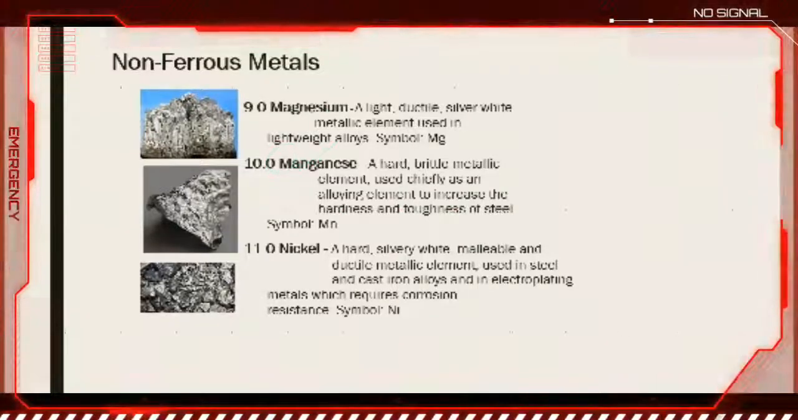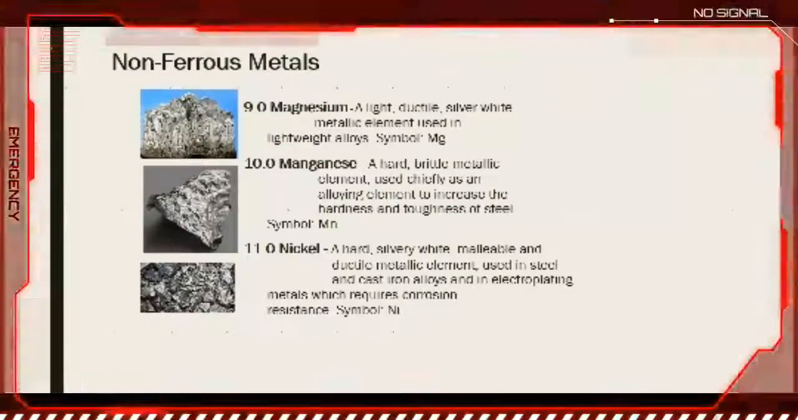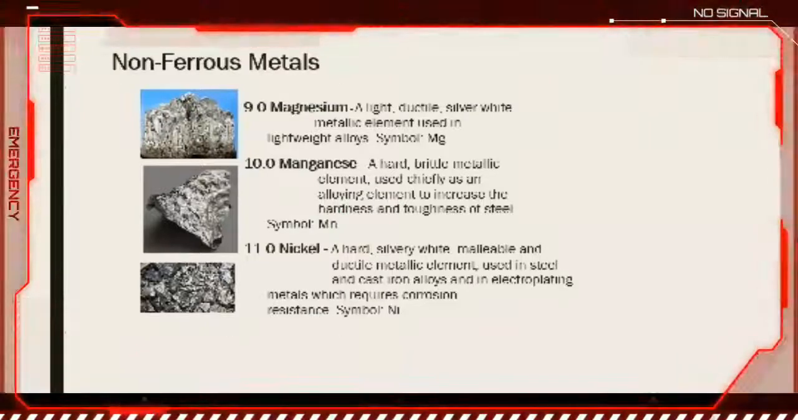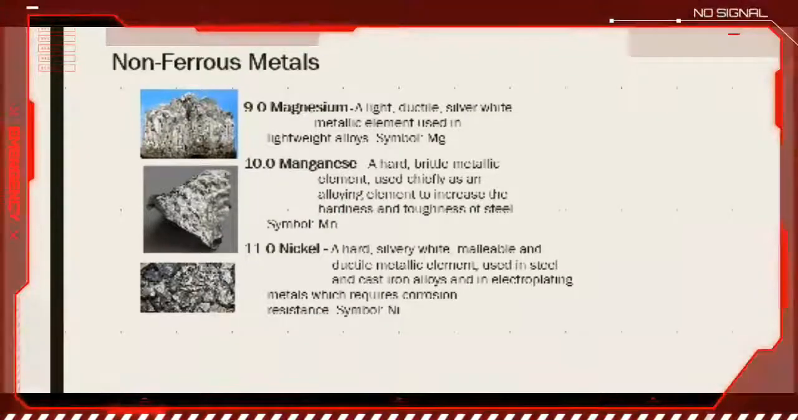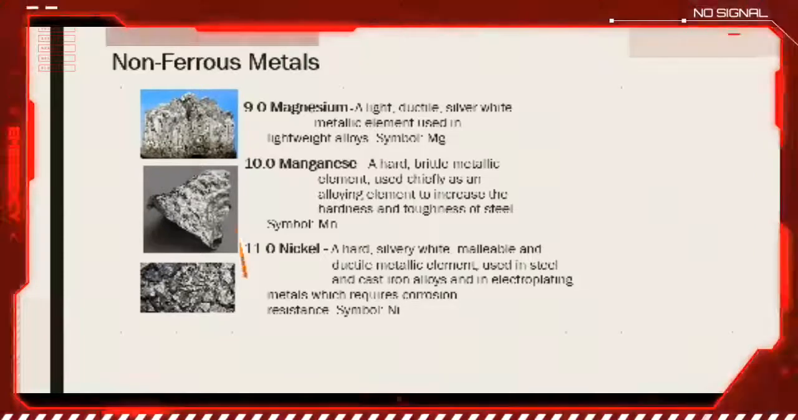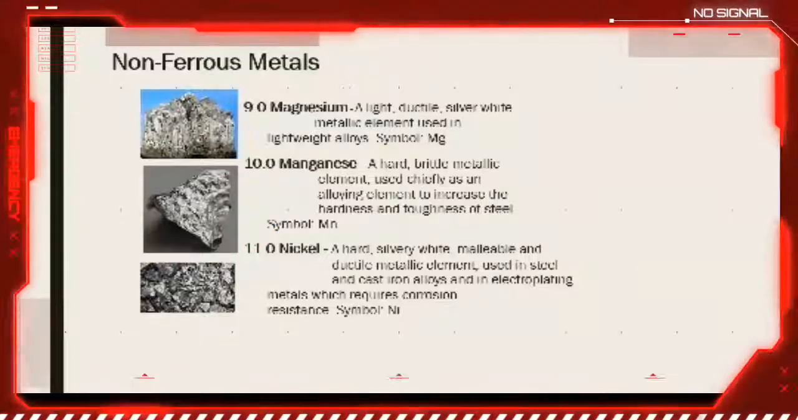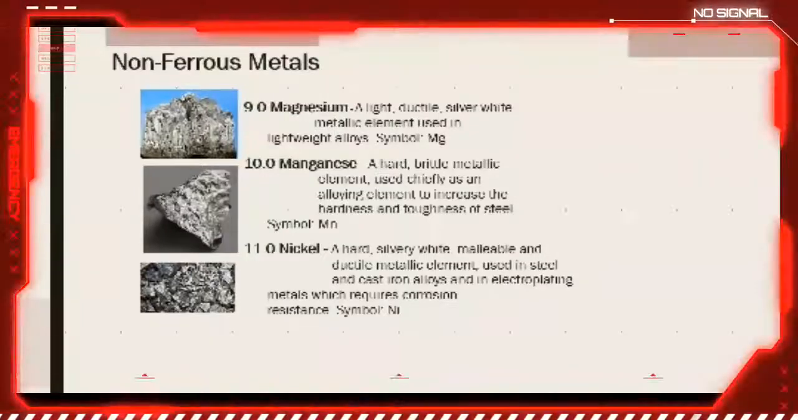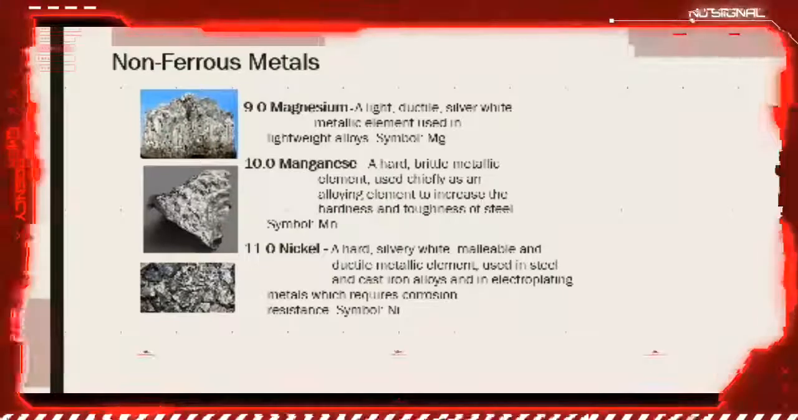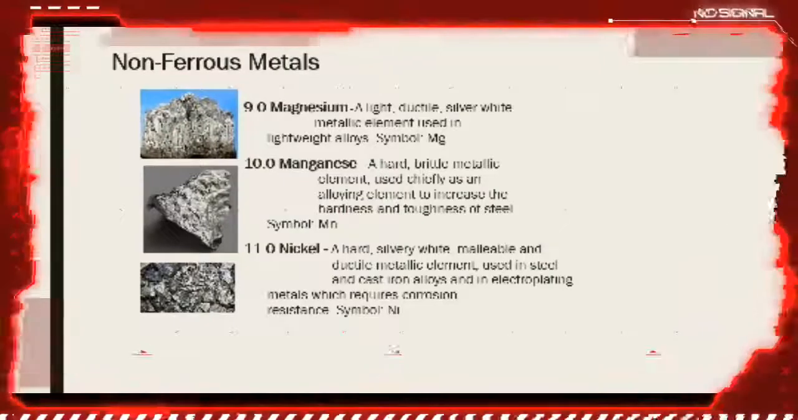Next is manganese, a hard brittle metallic element used chiefly as an alloy element to increase the hardness and toughness of steel, symbol Mn. Nickel, a hard silvery-white malleable ductile metallic element used in steel and cast iron alloys and in electroplating metals which require corrosion resistance, symbol Ni.